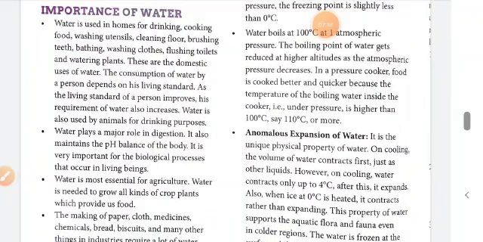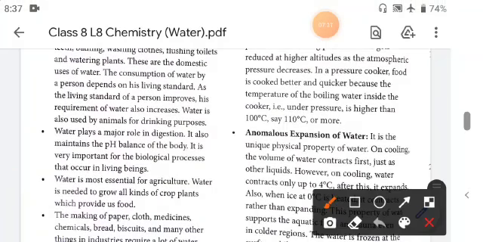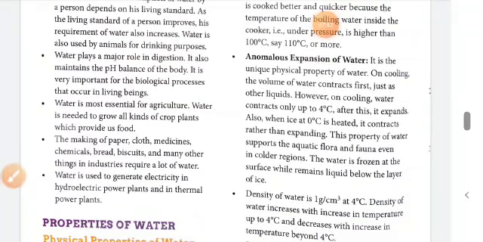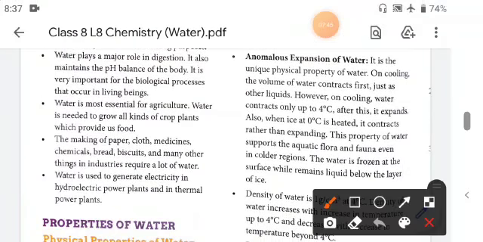Now our next thing is, his requirement of water also increases as the standard of a person improves. That means your requirement will depend on your standard. Now, water plays a major role in digestion. In digestion of food, water plays a major role. Now it also maintains the pH balance of the body. You know pH? This pH is balanced through the water in the body. It is very important for biological processes that occur in living beings.